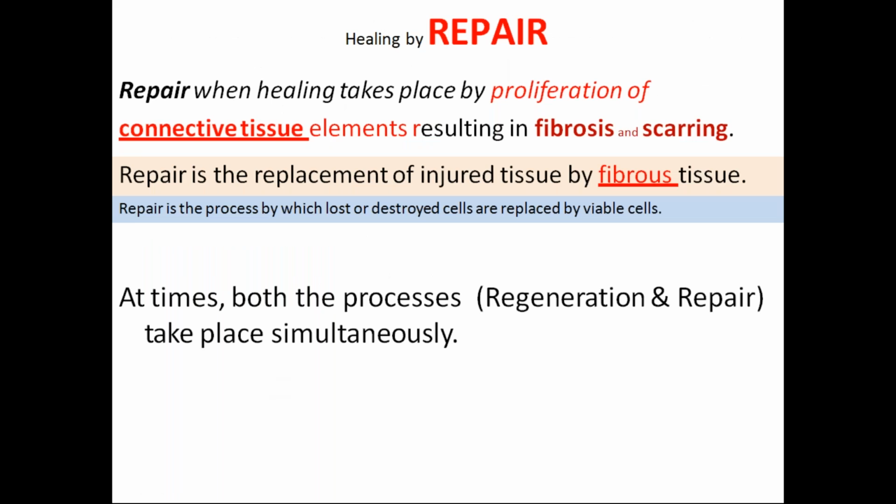Okay, next, coming to repair. Repair is when healing takes place by proliferation of connective tissue elements resulting in fibrosis and scarring. Okay, when there is proliferation of connective tissue elements, it is repair, and this results in fibrosis and scarring. Repair is the replacement of injured tissue by fibrous tissue. Okay, repair is the process by which lost or destroyed cells are replaced by viable cells. At times, both the processes, that is regeneration and repair, take place simultaneously.